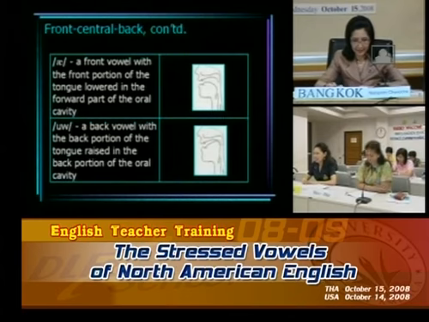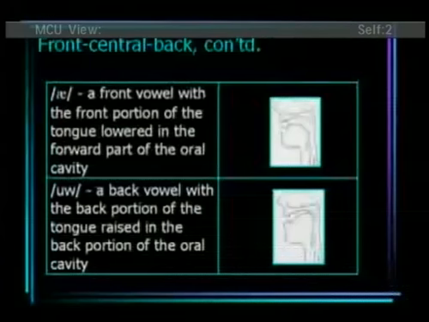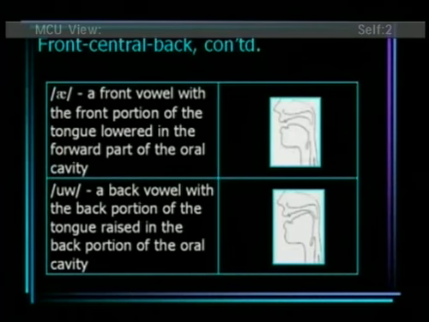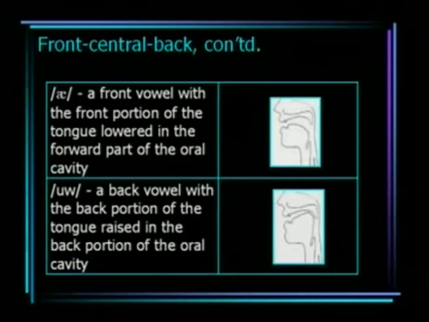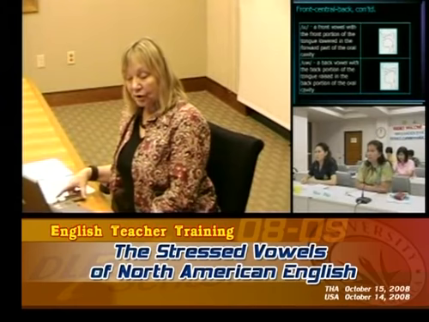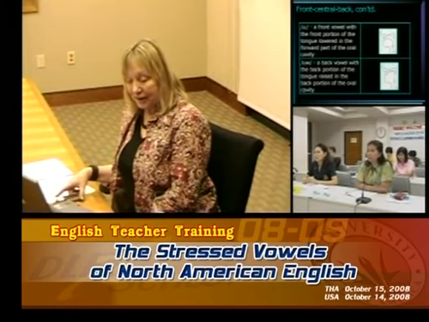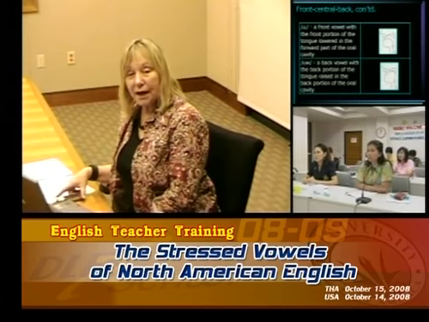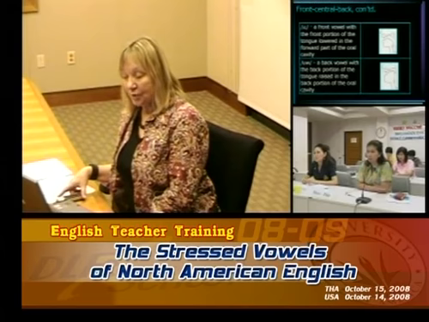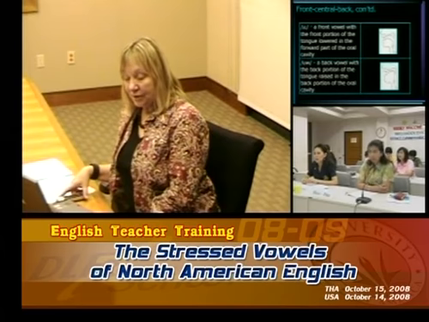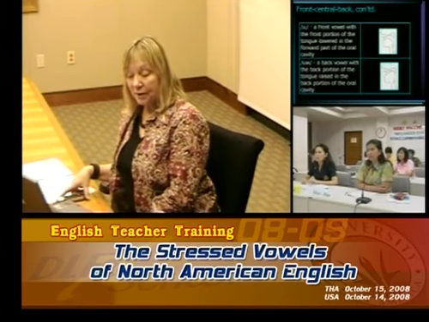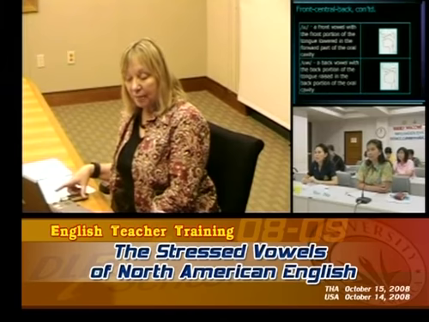Okay, again, we can see this in the diagrams on our slide. If you look at the picture at the top of the screen, this is a representation of the position of the tongue for a front vowel, with the front portion of the tongue lowered in the forward part of the oral cavity. And look at the difference with the next vowel, oo. Notice how high in the back of the mouth the tongue is raised. So the tongue is almost touching the palate at the back of the oral cavity. This is therefore a back vowel because the back portion of the tongue is raised in the back portion of the oral cavity.